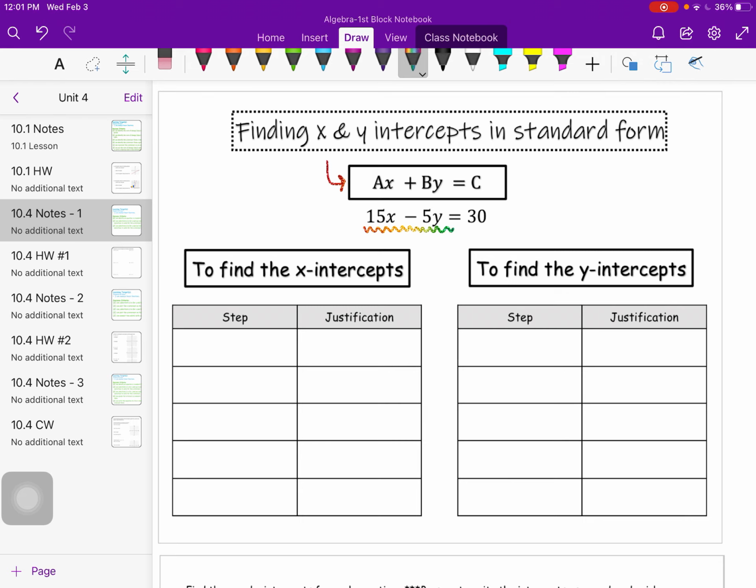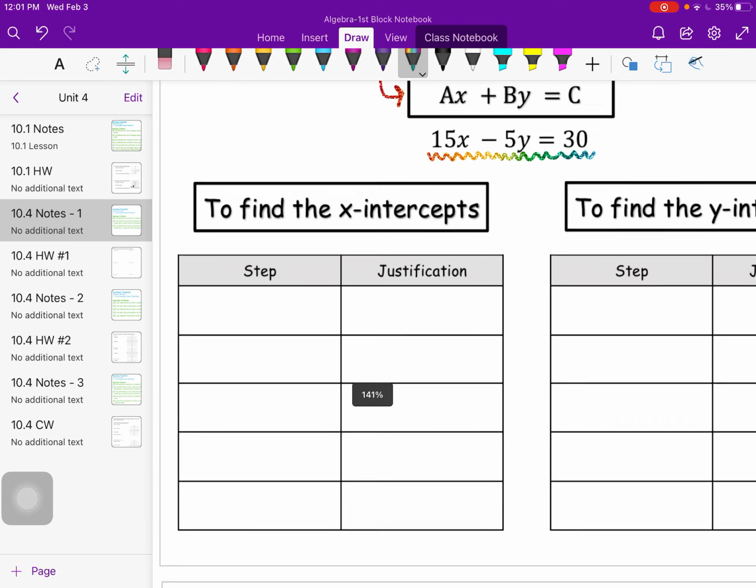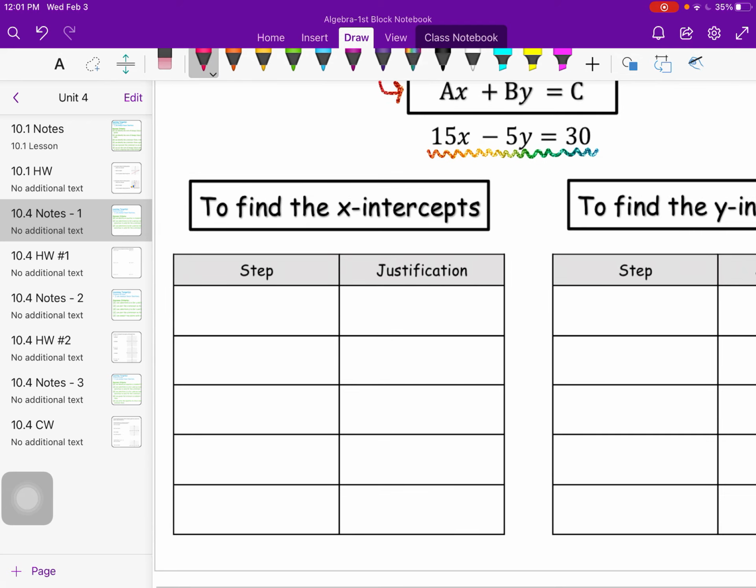So 15x minus 5y equals 30. What we're doing today is we are going to use this form to identify what the x and y intercepts are. We're going to start by finding the x-intercept. When I find the x-intercept, I am going to go through these steps. Obviously, when you're working on every homework problem, you're not going to fill out all of the justifications, but it's going to be helpful to have a step-by-step demonstration when you go off to do this on your own.